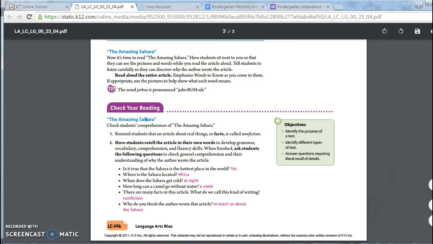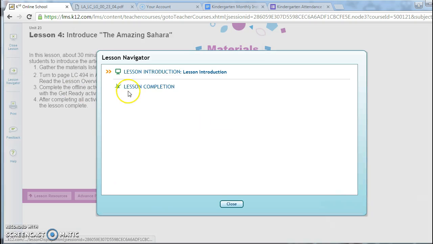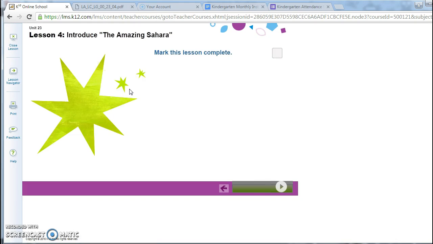All right, now it is time to mark the lesson complete. So we have completed this lesson together, and you need to log in to the OLS, and you will locate and open Literature and Comprehension, Unit 23, Lesson 4, Introduce the Amazing Sahara. You are going to mark the lesson complete. So on the left-hand side, click on the Lesson Navigator, and then click on Lesson Completion, and you can mark the lesson complete and enter the attendance for today.